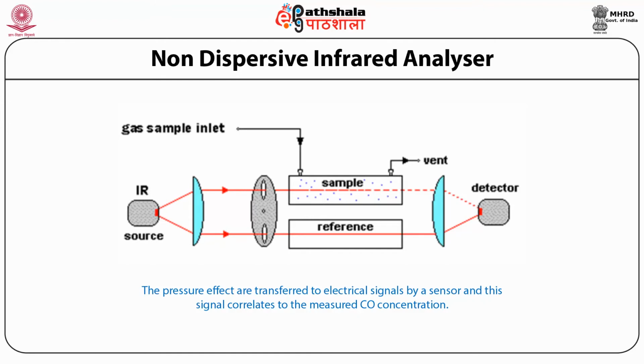The pressure effects are transferred to electrical signals by a sensor, and this signal is correlated to the measured carbon monoxide concentration. This figure shows the non-dispersive type of carbon monoxide analyzer, where the IR source passes through the sample and the reference cell, and the photomultiplier tube detector detects the absorbed IR radiation by the presence of carbon monoxide.